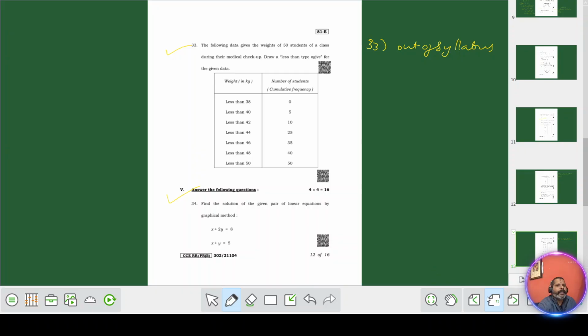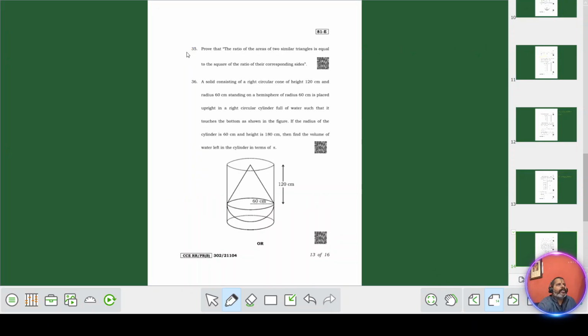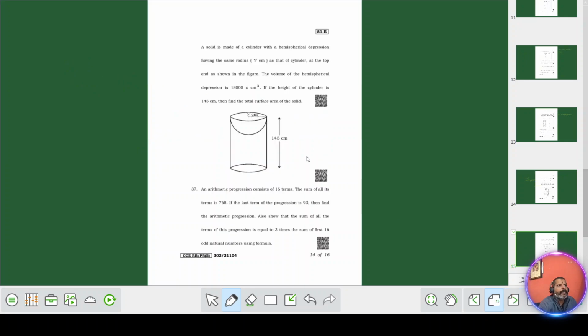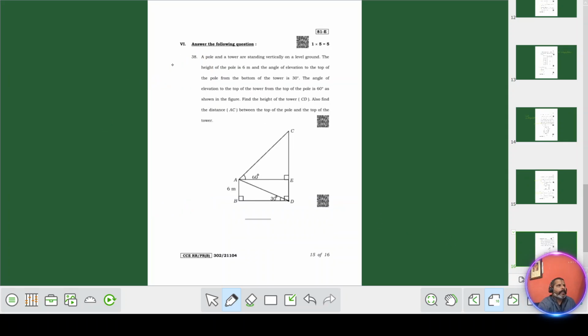This is again repeated. The ratio, okay, 35th is out of syllabus. 36th is a repeated one. It's solved already. You can refer to my previous video, which is shared in the description. 36 option is again a repeated one. 37th is again a repeated one. I think the last one, 38, is again a repeated one.